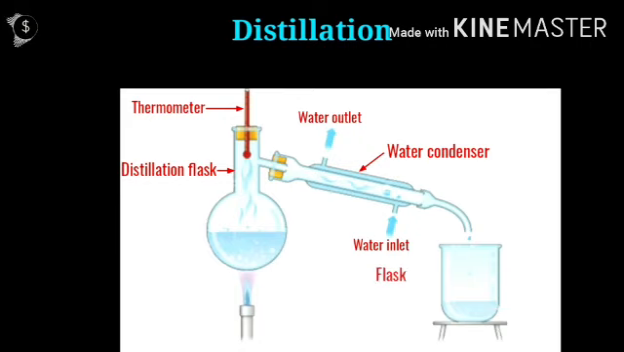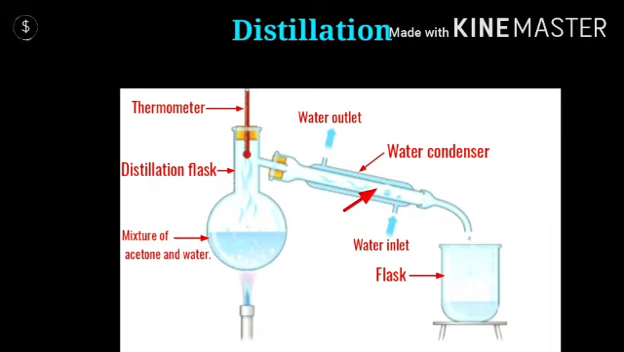So we start our method. We start heating the mixture of acetone and water, and we see that the boiling point of acetone is less than that of water, so it starts boiling first and changing into vapor. As this vapor rises up, it moves towards the water condenser, and here cold water from the water inlet is cooling the vapor, and when the vapor is cooled, it converts into the liquid state, and this liquid acetone is collected in the beaker.